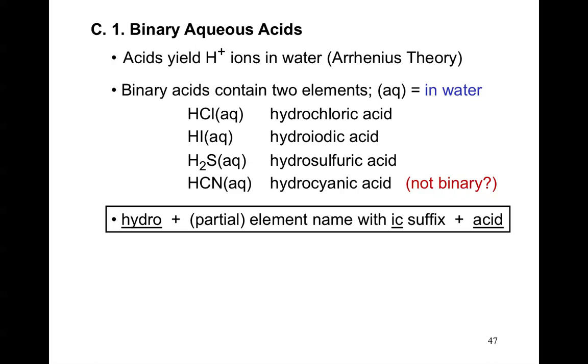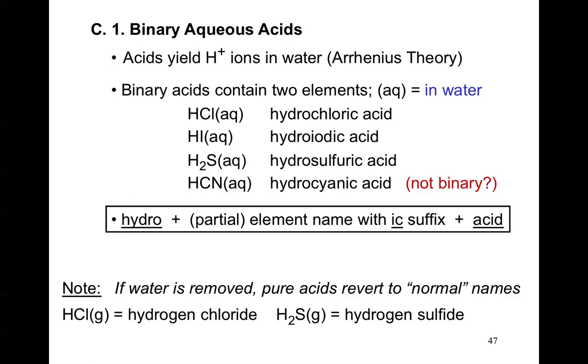It's binary in the sense that when it dissolves in water, it fragments into 2 components, although clearly cyanide consists of 2 atoms, right? It's a polyatomic ion. We're going to see in a moment that there are a lot of acids that contain polyatomic ions that have oxygen as the main component of the polyatomic ion. They're named differently. This one, we just name it like a binary compound.